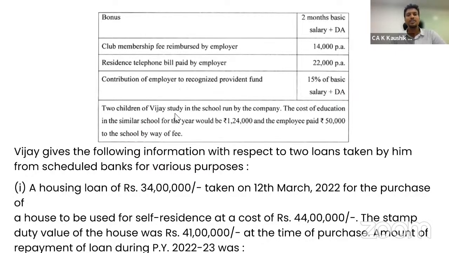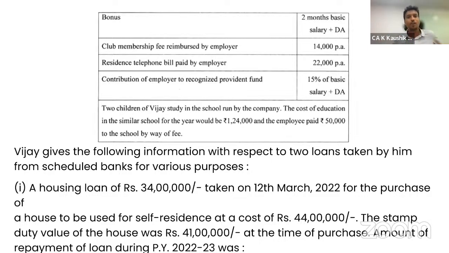2 children of Vijay study in the school run by the company. The cost of education in a similar school for the year would be 1,24,000 and the employee paid 50,000 to the school by way of fee. So here we'll have to calculate the value of perquisite given and reduce what is considered here. Till here, it is with respect to salary, nothing more.